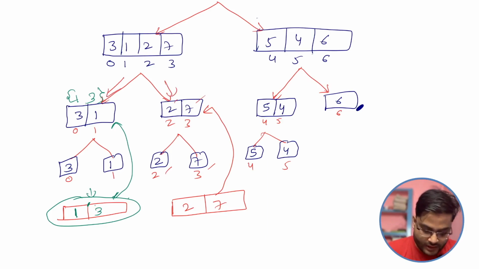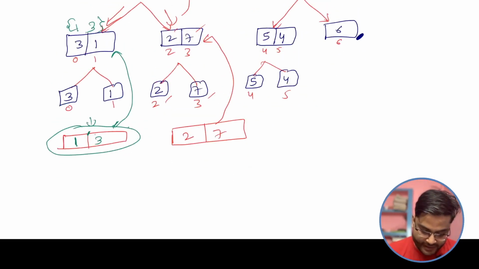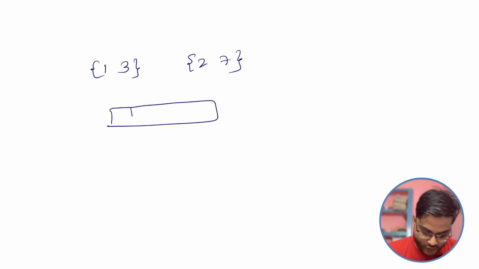Okay. Now come to this part. So to solve this, what can I do? I have to compare 1, 3 and 2, 7. Okay. So let's compare it here. So we have 1, 3 and we have 2, 7, right? So how can I combine them? Okay, so let's take an auxiliary array of size 4, and I will compare this and this. Which is smaller? 1 is smaller, so put 1 here.